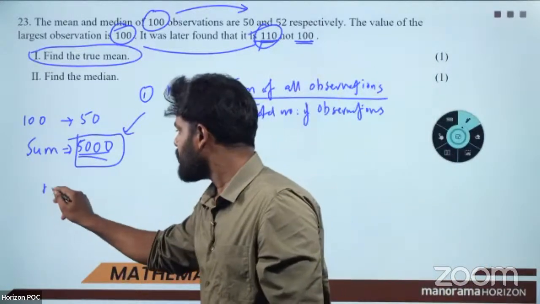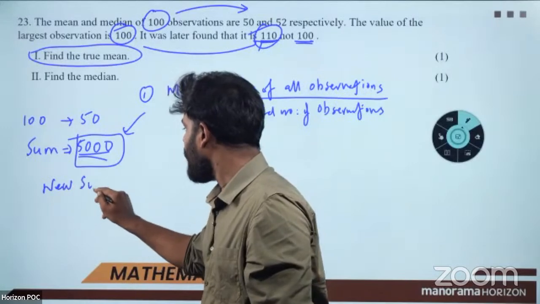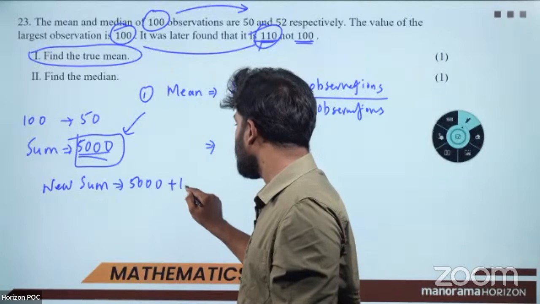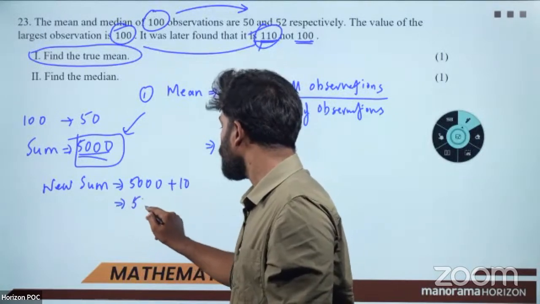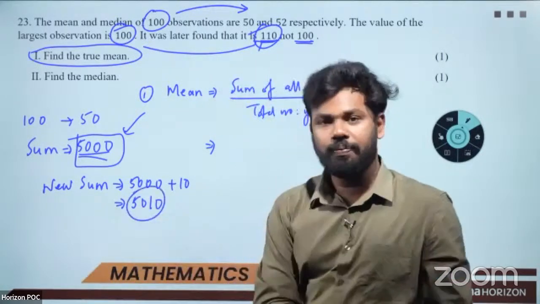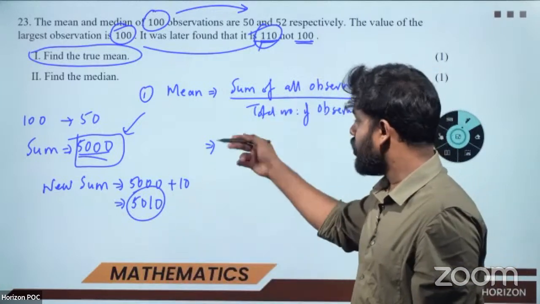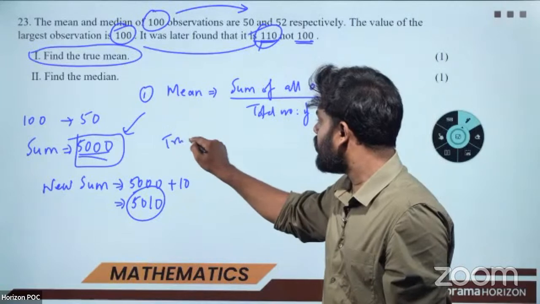So what about the new sum? The new sum is not 5,000. The new sum is 5,000 plus that 10, that will be 5010. So this will be the new sum. So when you have a new sum, what is the new mean or the true mean? They're asking us to find out the true mean, right?